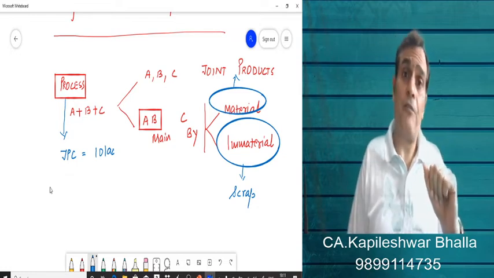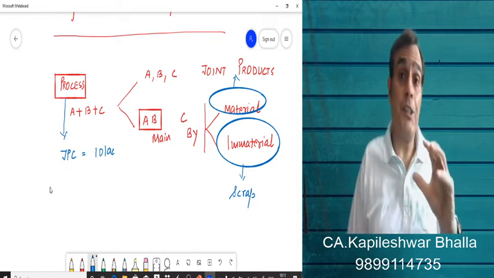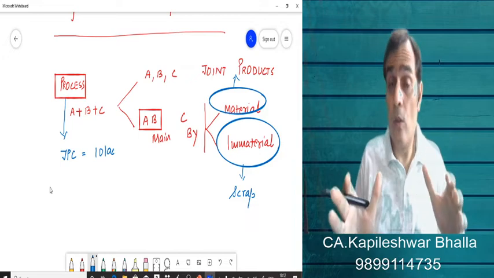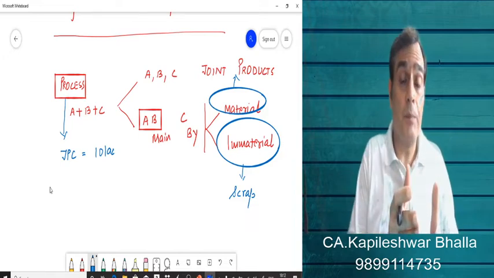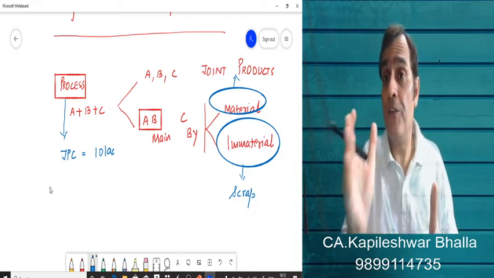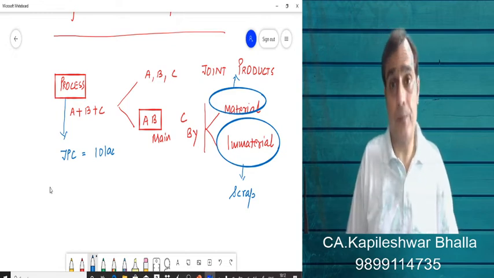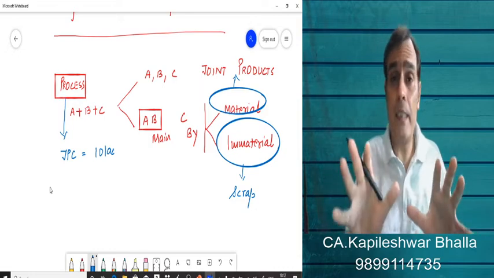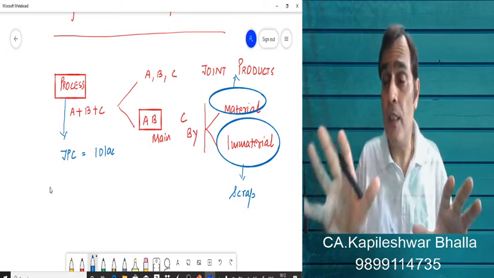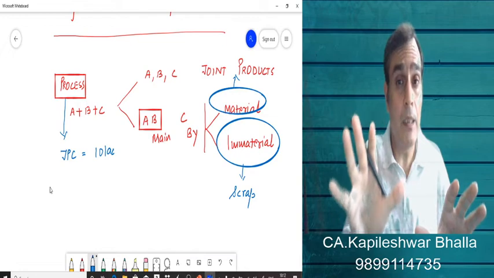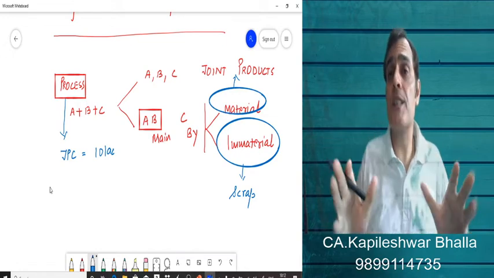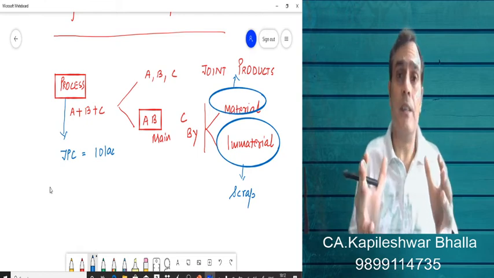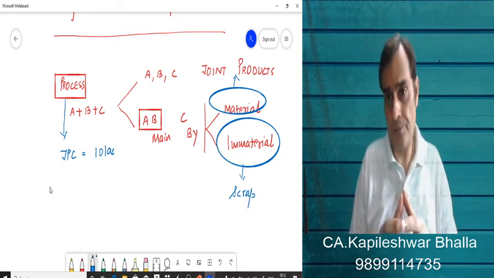In the second case, if A and B is the main product and C is the byproduct, but it's material in nature, then also the 10 lakh rupees of GPC is allocated to ABC in the ratio of sales value. So whether ABC are joint products or A and B is a main product and C is a byproduct but material in nature, you do the same accounting treatment. That means that JPC is allocated in the sales value ratio.